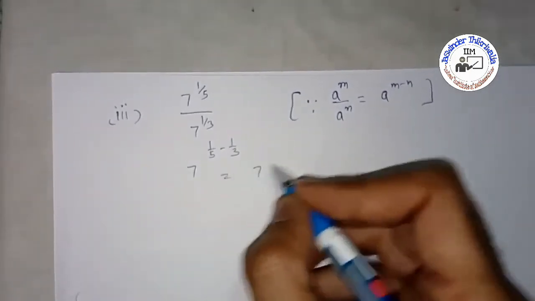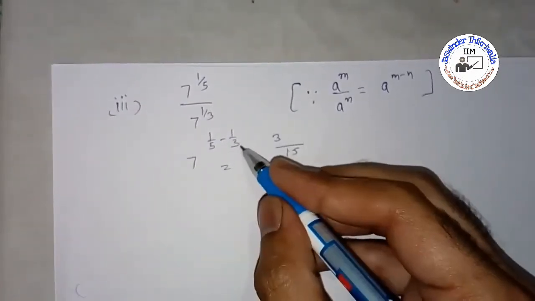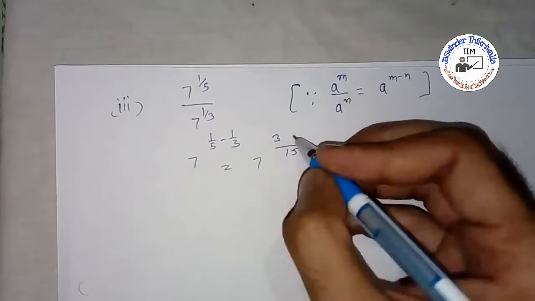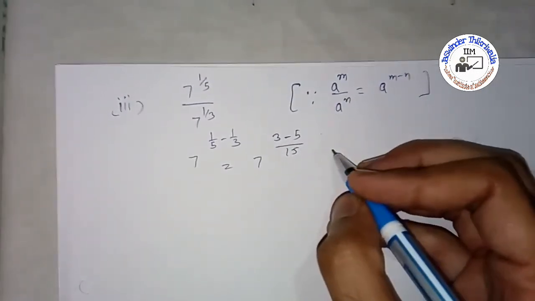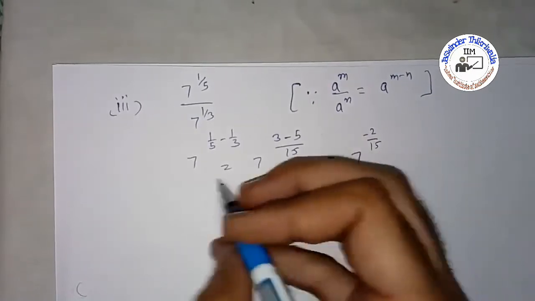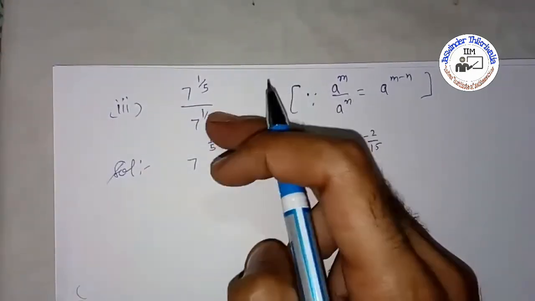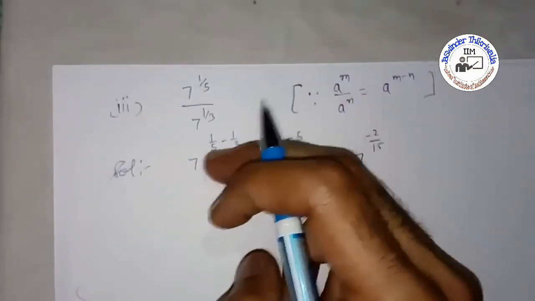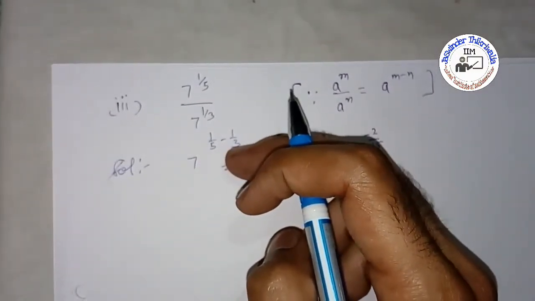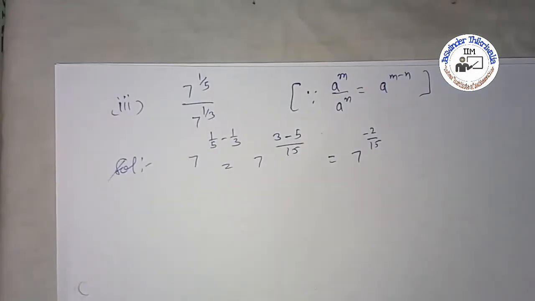Take the LCM. Its LCM will be 15. 15 divided by 5 here it will be 3, 15 divided by 3 it will be 5. So its answer will be 7 to the power minus 2 upon 15. Understood, beta? Because when we take this power to the upper side, it changes into minus, and this minus power we solve by taking an LCM. Clear? Third part. Now the fourth part.